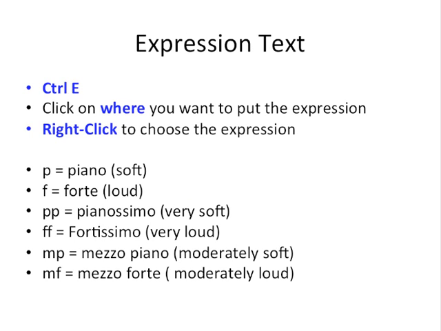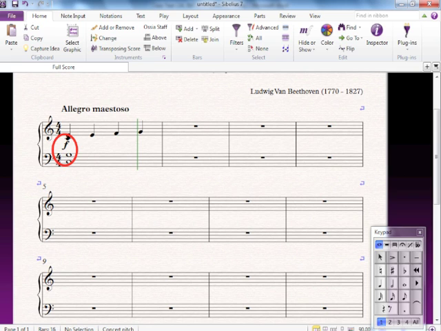To add expression markings, simply press Ctrl and E on the keyboard. Click on any part of the score that you want to put the marking. A cursor will start blinking. Right-click for a menu for you to choose the different expressions. As seen on this page, the symbol F is circled in red. It tells the player to play the music at a loud volume.